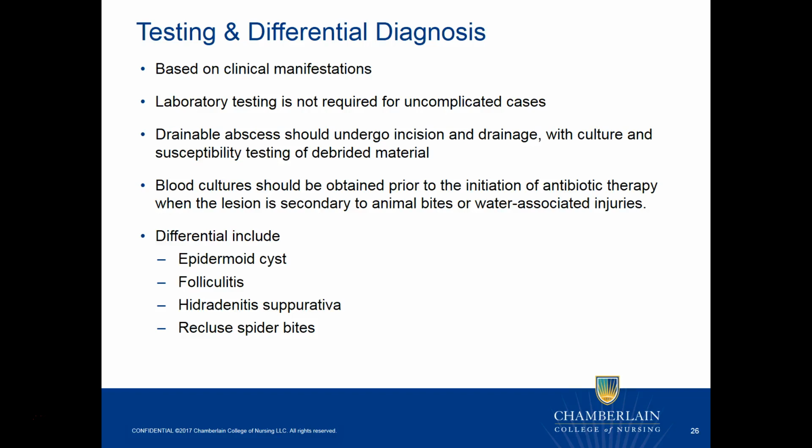Epidermoid cyst, a skin-colored cutaneous nodule, often with a central punctum, that is freely movable on palpation. Epidermoid cyst, however, may become secondarily infected. Folliculitis, defined as the inflammation of one or more hair follicles. Hidradenitis suppurativa, a chronic suppurative process involving the skin and subcutaneous tissue of the intertriginous skin, and recluse spider bites. However, CA-MRSA infections are far more prevalent than spider bites.